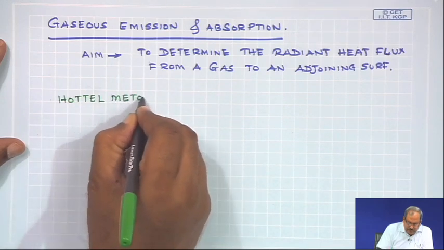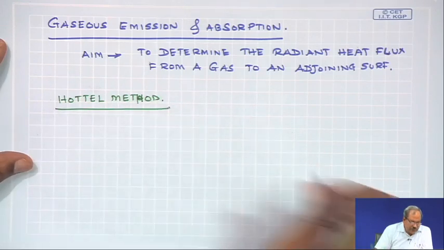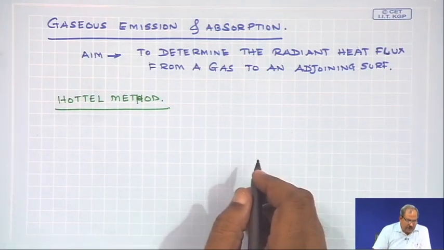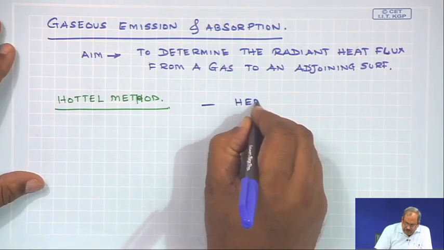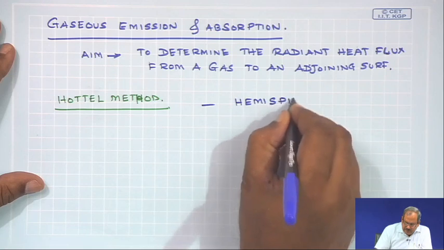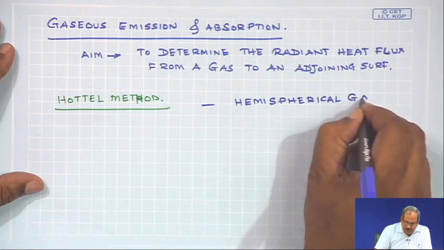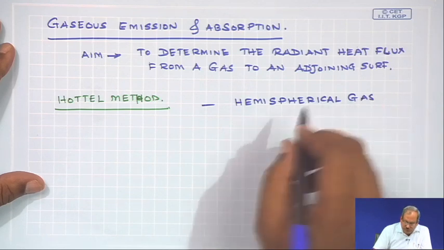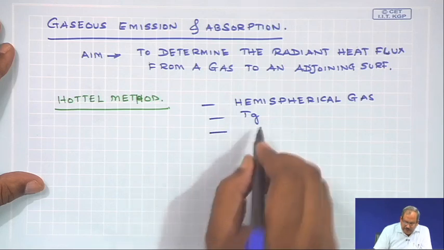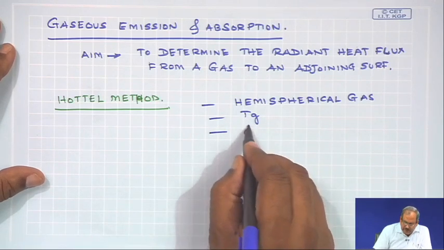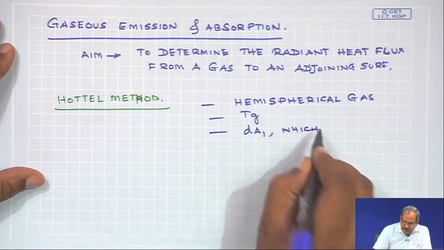This method is a graphical method which involves determining the radiation emission from a hemispherical gas. So, the first thing that is assumed here is that it is a hemispherical gas mass with a temperature Tg, and it is emitting to a surface element dA1 which is at the center of the hemisphere.